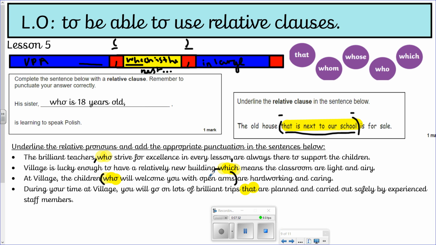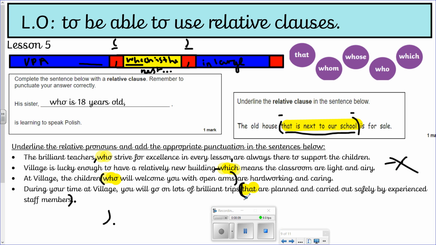During your time at Village, you will go on lots of brilliant trips that are planned and carried out safely by experienced staff members. We're going to use brackets again here just because I want to show you something. If I put a bracket around this, do I now need to have a bracket at the end? I hope you're all screaming yes at the TV or at your computer or your iPad. The answer is yes. When we have a bracket, we have to close our brackets. Unlike dashes, we can't have a dash and then a full stop. That is not allowed. However, we can have a bracket and a full stop after it.